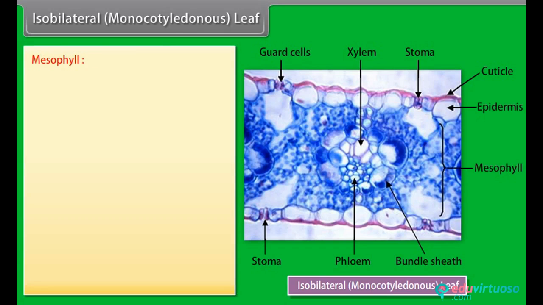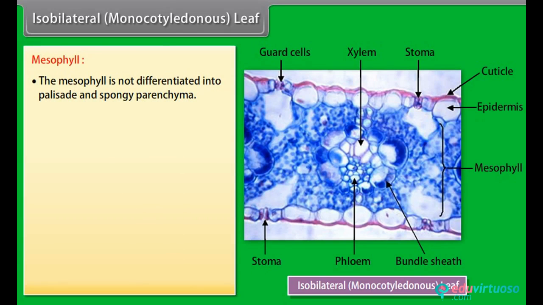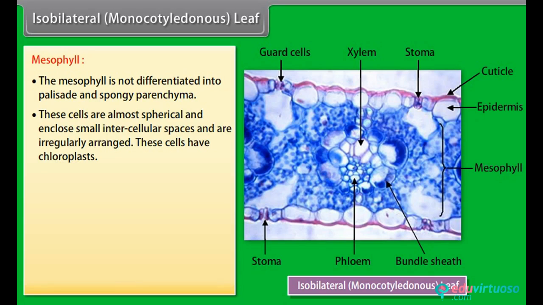Mesophyll. The mesophyll is not differentiated into palisade and spongy parenchyma. These cells are almost spherical and enclose small intercellular spaces and are irregularly arranged. These cells have chloroplasts.